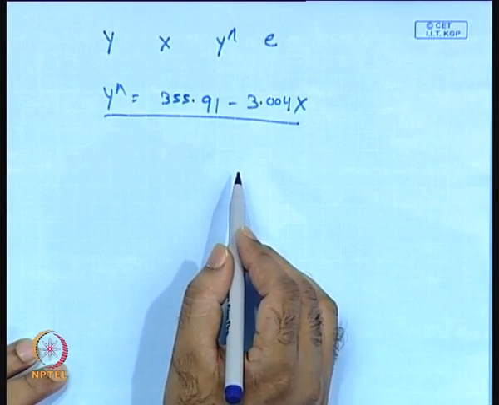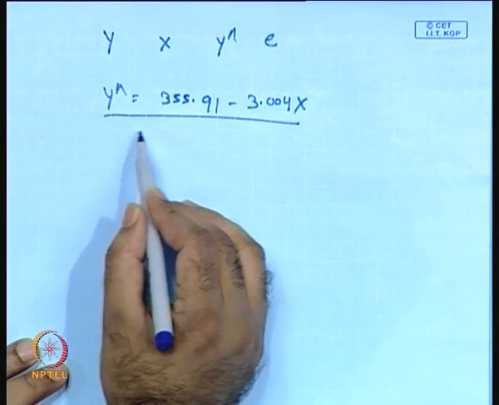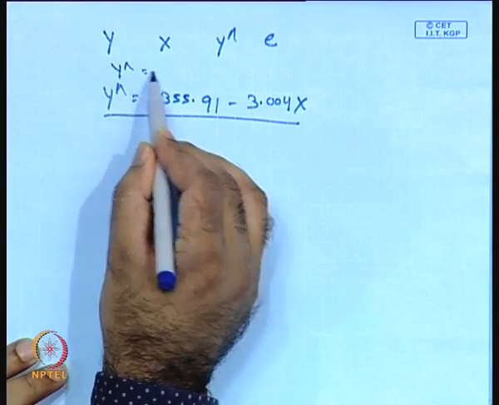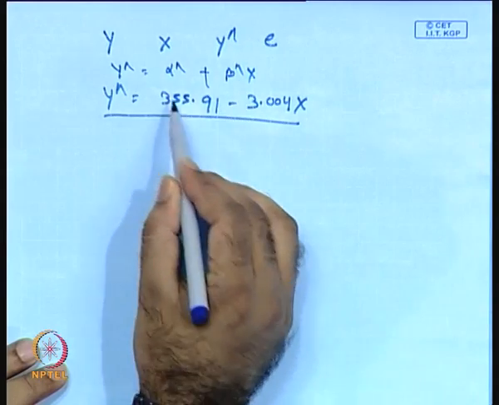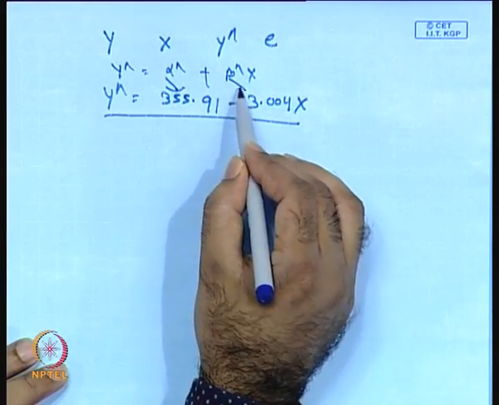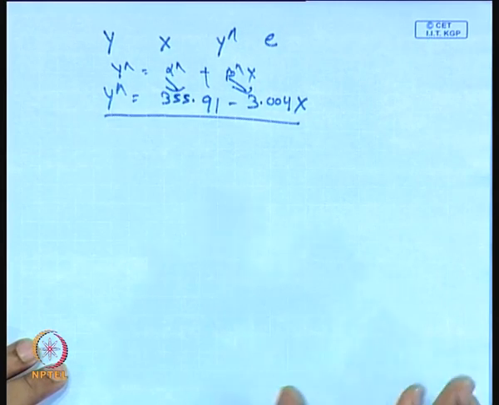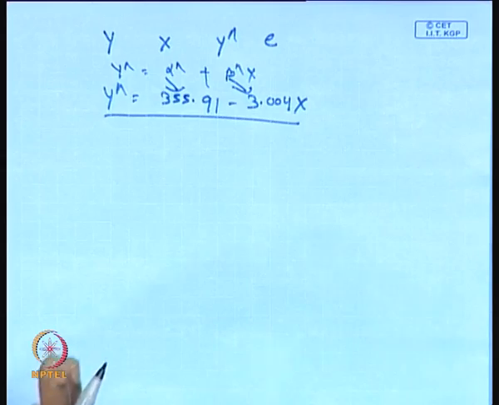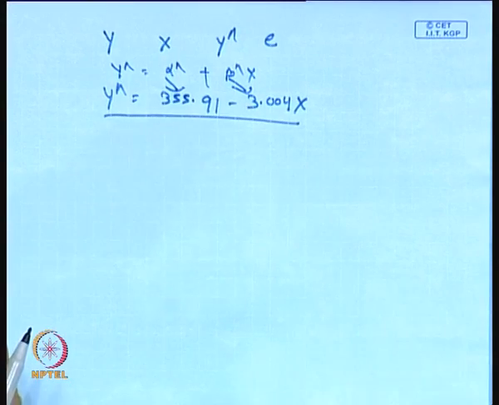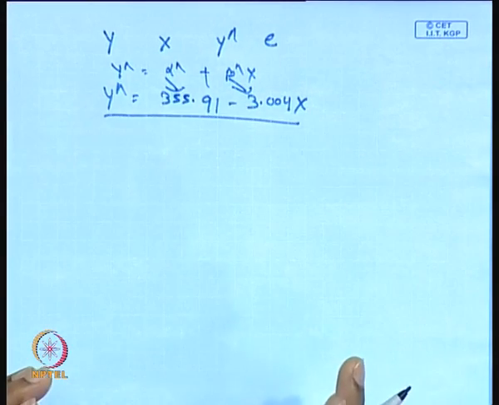So, this is otherwise known as y hat equal to alpha hat plus beta hat x. That means alpha hat is this much and beta hat is this much. Now we would like to know the reliability of the model, that is, whether alpha hat is statistically significant or beta hat is statistically significant.